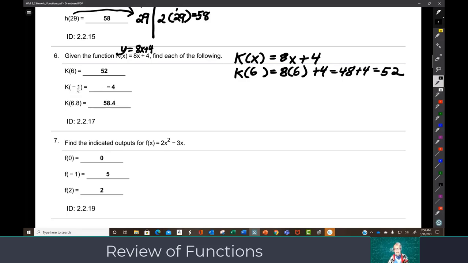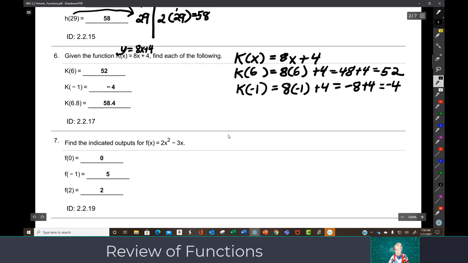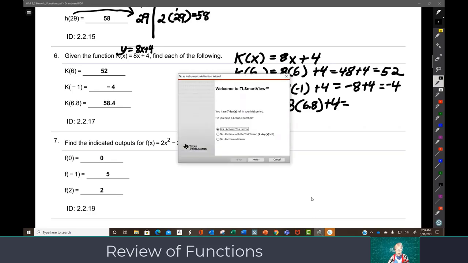Okay, K of negative 1 equals 8 times negative 1 plus 4, which is going to be negative 8 plus 4, which is negative 4. Now they're nasty and they give us a decimal. I don't like people who do things like that. Of course, I chose the problem. 8 times 6.8 plus 4. Time to pull out the calculator. This is the recommended calculator right here. A hard version of it.